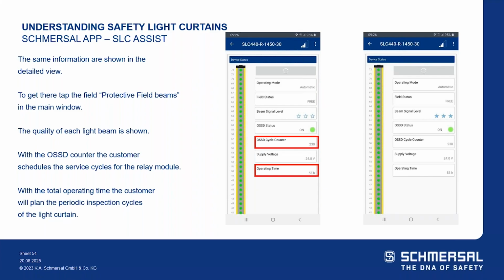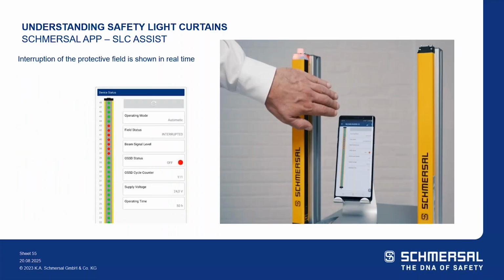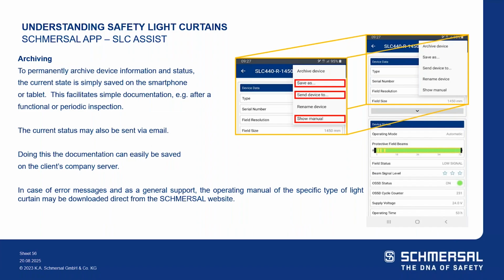And that OSSD counter, you can schedule the service cycles for the safety controller. And with the total operating time, the customer can plan periodic inspection cycles of that light curtain. So really enhanced diagnostic information and device status is available to you in the app. And then the interruption of the protected field is shown in real time. And all this information can be archived.